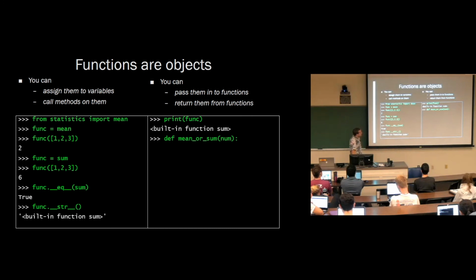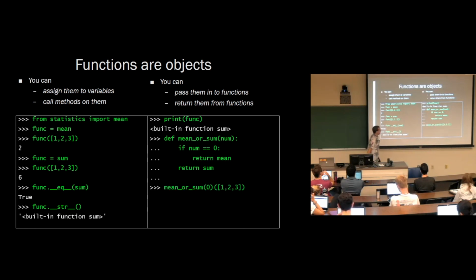Now, let's do something more interesting. We've got a function, and it takes in a number. If that number is 0, we return mean. Otherwise, we return sum. So this is a function that's returning functions. And the way we call this function is actually with two sets of parentheses. You don't see this very often, but this is how you have to call functions that return functions.